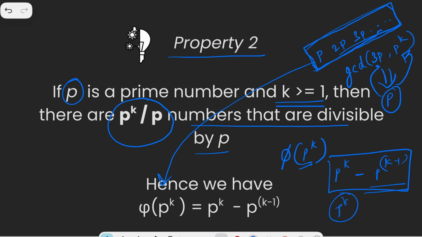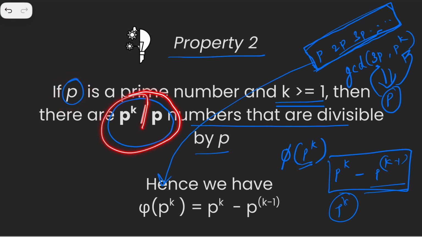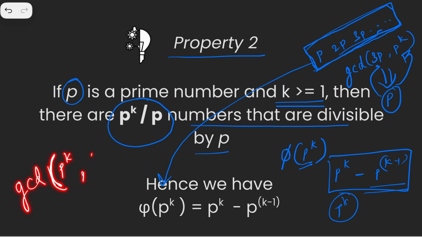I hope this makes sense. Let me reiterate that if p is a prime number, then there are exactly p to the power k divided by p numbers that are divisible by p. Very simple and straightforward, right? So the GCD of p^k with any multiple of p will be p, right? So you need to remove these from p^k. All the other numbers that are left out will be co-prime with p^k. I hope this makes sense. So this is property 2.